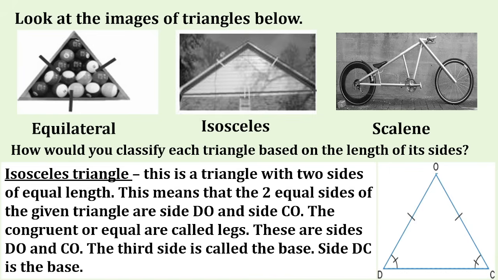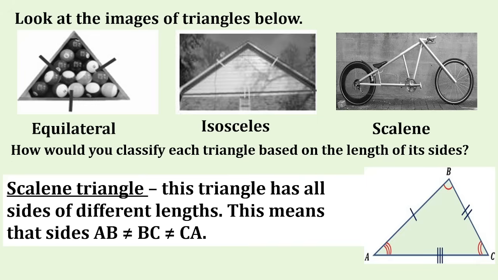Isosceles triangle. This is a triangle with two sides of equal length. This means that the two equal sides of the given triangle are side DO and side CO. The congruent or equal sides are called legs. These are sides DO and CO. The third side is called the base. Side DC is the base.